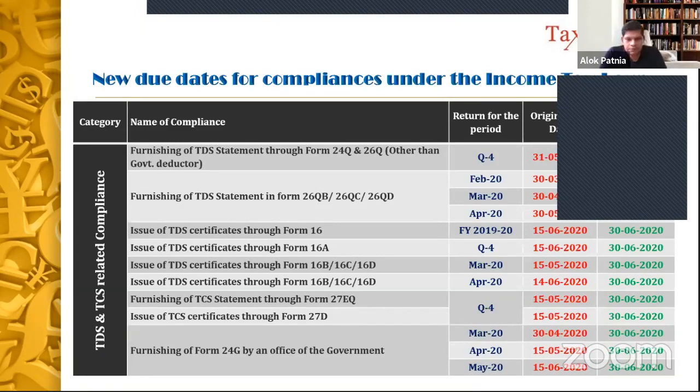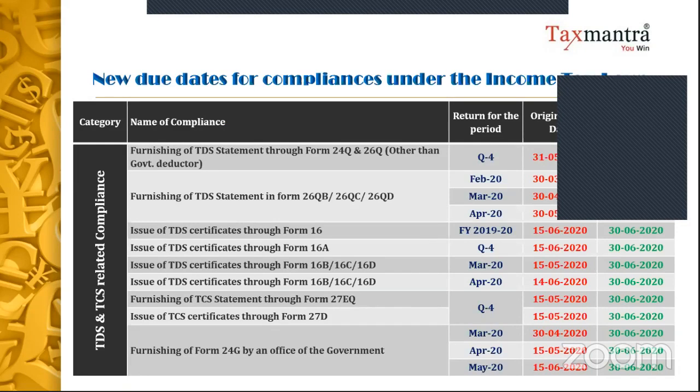Then there is Form 24Q filed by an office of the government. This is basically a return filed for any TDS deducted by a government office or government deductor. They need to prepare a return and file it within the specified due date. For the months of March, April, and May, it is now all extended to the 30th June.